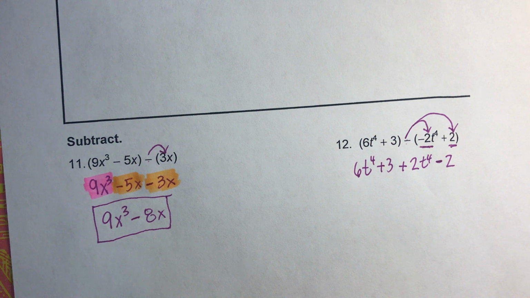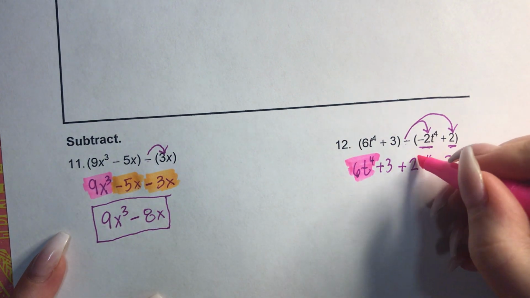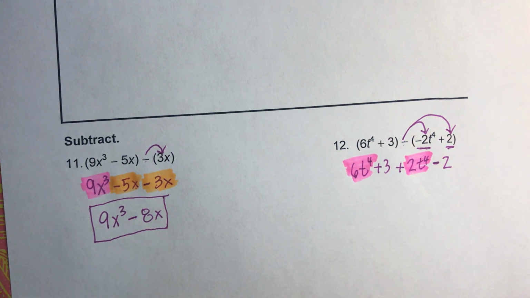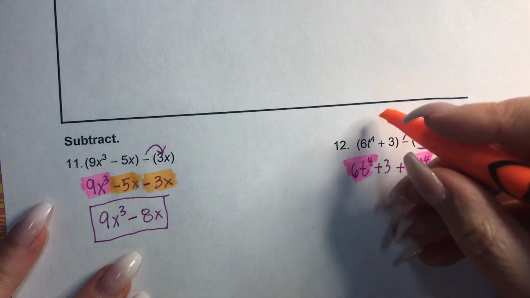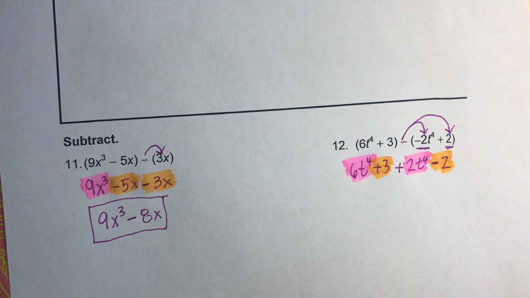So what I see is there's a t to the 4th, right? So we have this 6t to the 4th, and we have this 2t to the 4th. And then I think all we're left with is some constants. We have a positive 3 here, and then a negative 2 here. So now we just combine like terms.